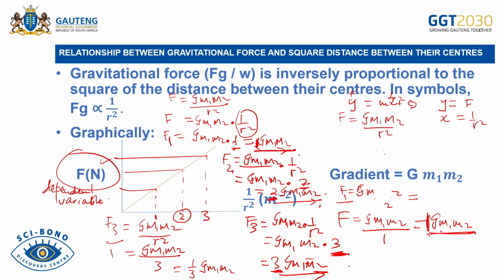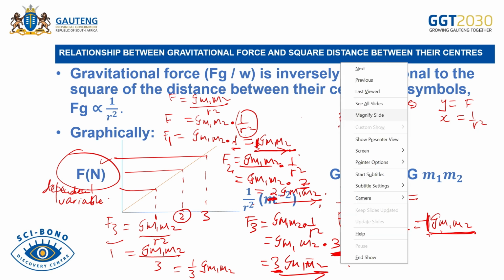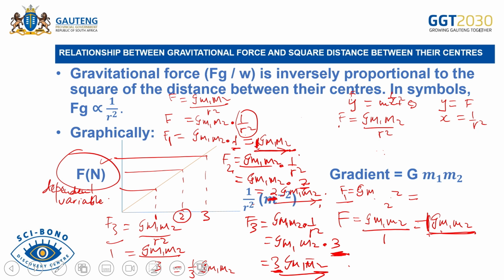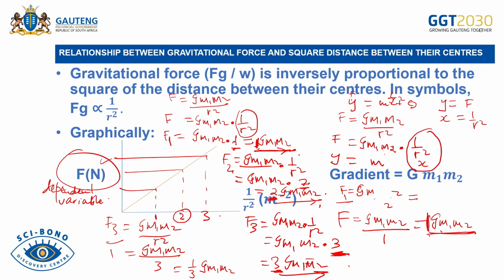So let me do that. Already you can see y is F, so there's no need to change that. Now what I need to find out is x, which is 1 over r squared. So F equals G m1 m2, multiplied by 1 over r squared. This is y equals mx. You can see my x here is 1 over r squared, and my y is F, which is what I have there. It means that the gradient of this graph represents G m1 m2.